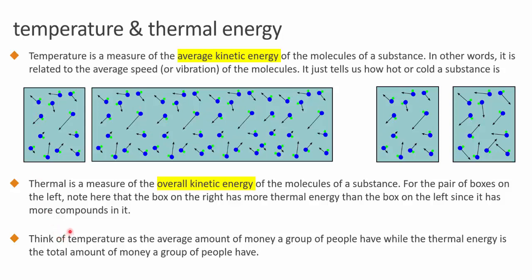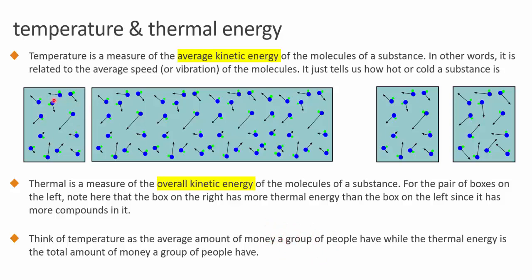Now, one way to help remember the difference between temperature and thermal energy is using the example of the amount of money that a group of people have. Let's say you meet up with a group of 10 people and ask them about the average amount of money they have in their pocket. Let's say they say $10. So the average amount of money that they have is $10. That means probably one of them does not have a penny, while another one has 20, and so on. So the average for the 10 people is $10.